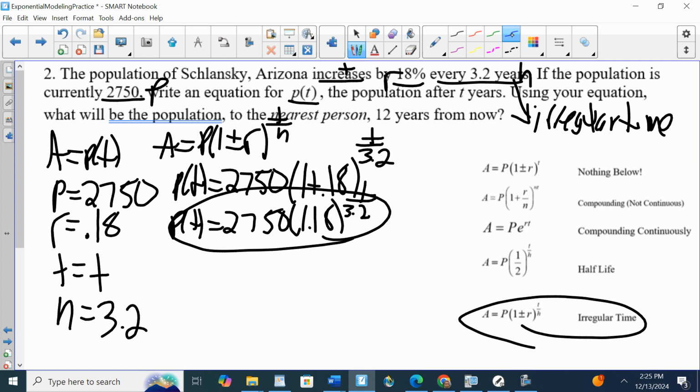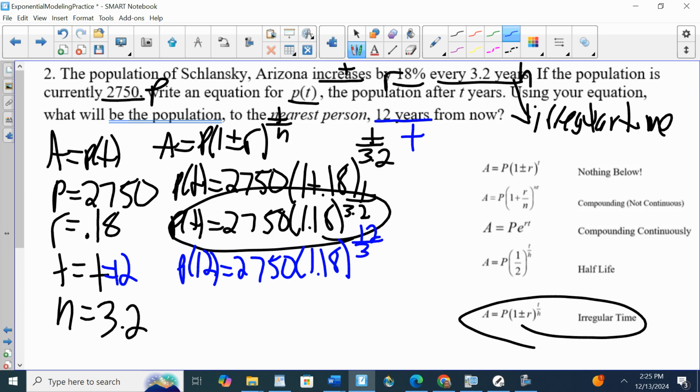Now, using our equation, what will be the population to the nearest person 12 years from now? That's T. So T is 12. So I'm doing P of 12 equals 2750, 1.18 to the 12 over 3.2.